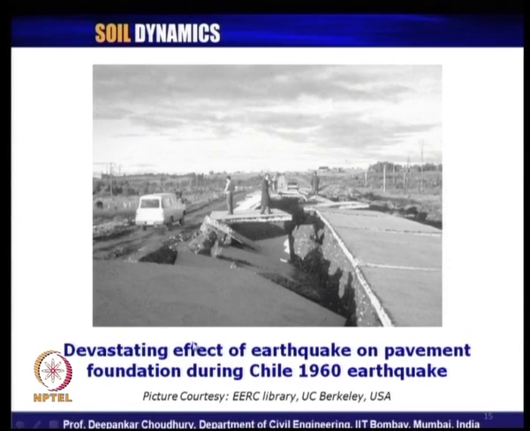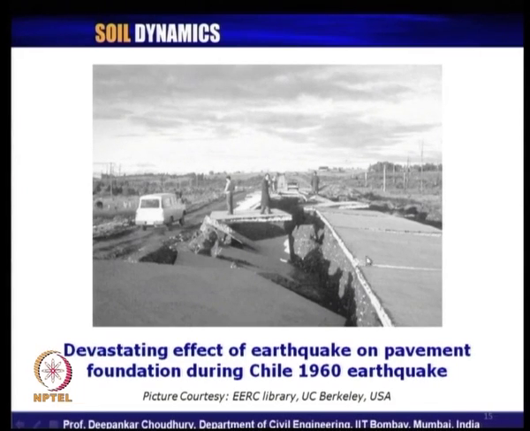Another devastating effect: this picture shows the devastating effect of earthquake on pavement foundation failure during the 1960 Chile earthquake. This picture is also taken from the EERC library of UC Berkeley. We can see there is huge differential settlement of the two parts of the pavement subgrade material, which is basically a soil material. So, the subgrade failure has occurred during the earthquake.